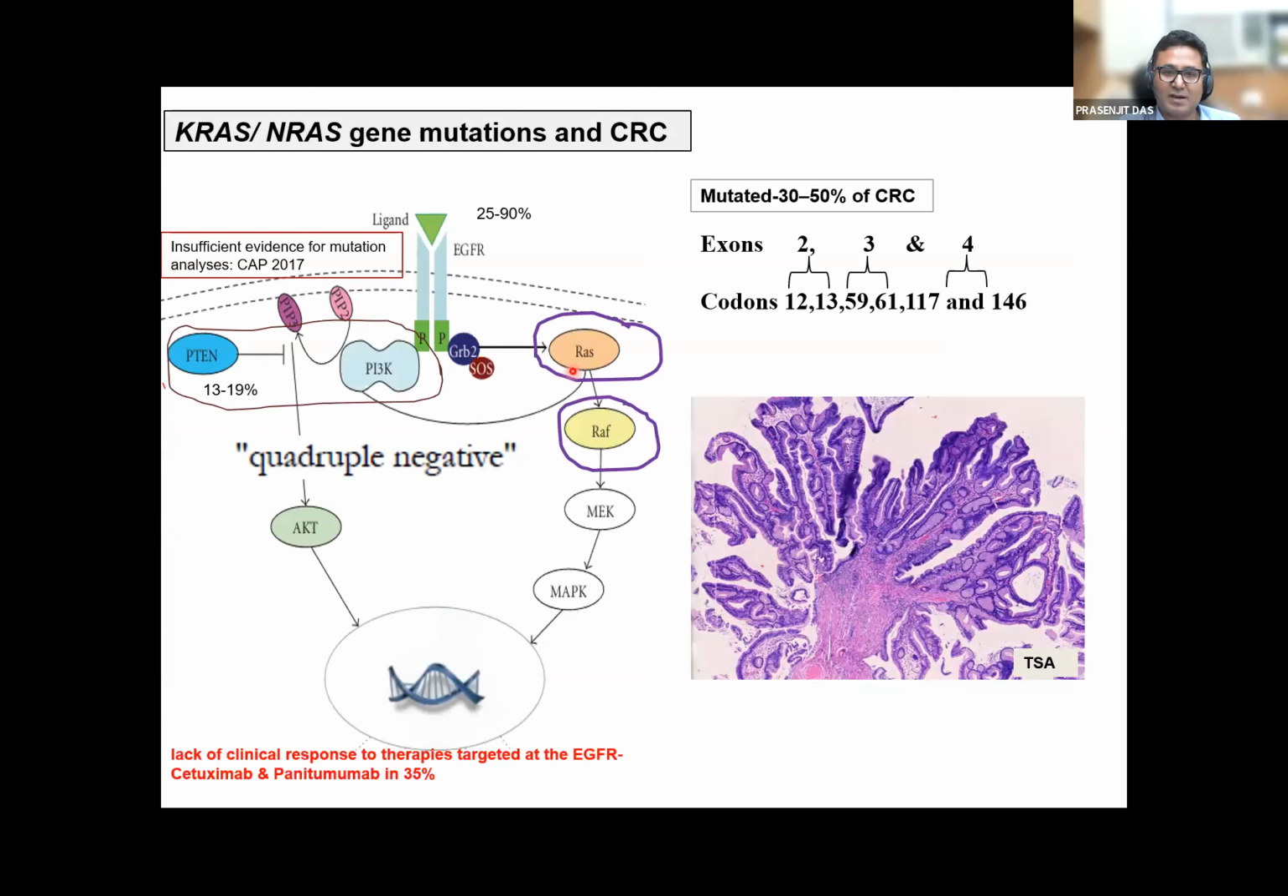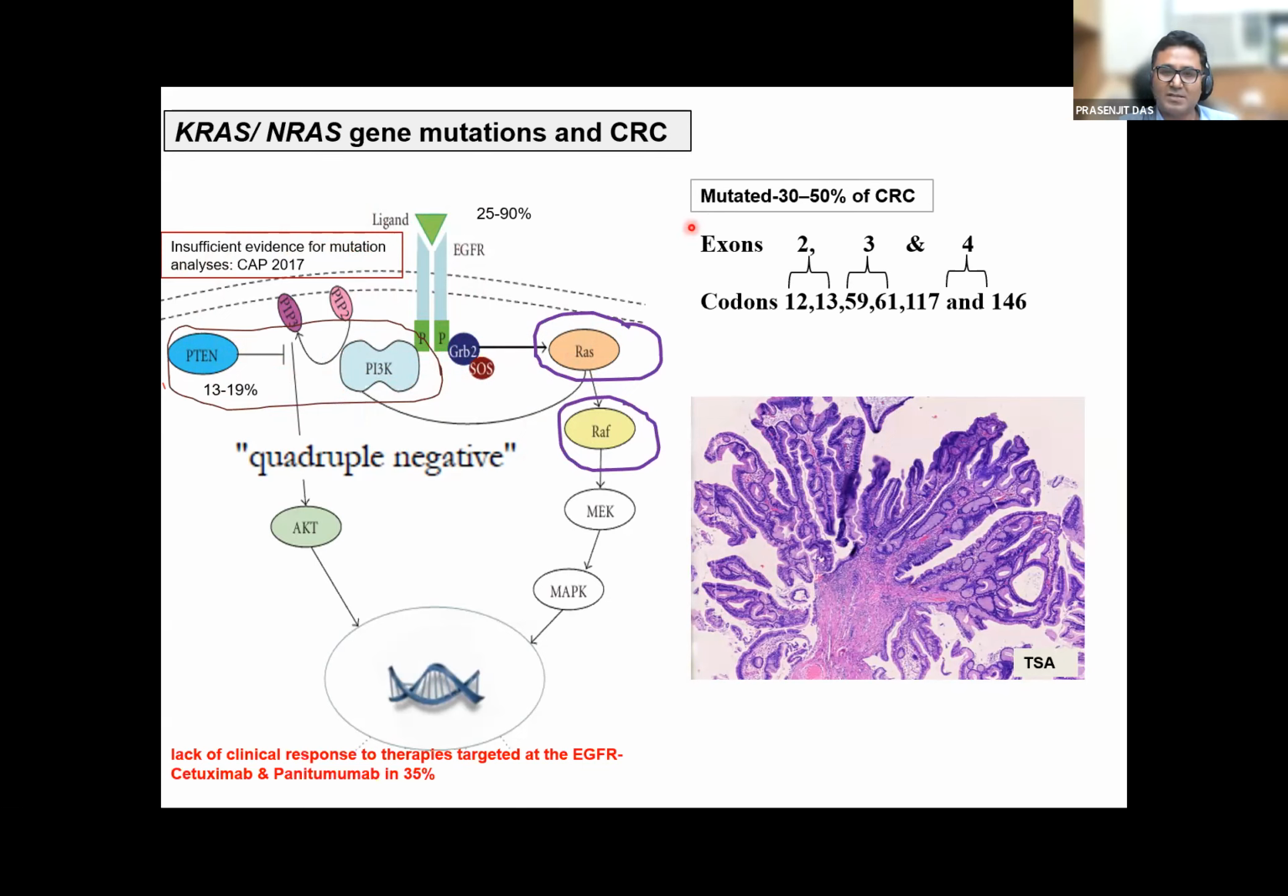And as you can see, the RAS gene and RAF gene are downstream components of the EGFR pathway. That's why if there is a mutation here, anti-EGFR therapy will not work. So before giving this therapy, we must look for RAS gene mutation. Also, in this pathway you can see the EGFR receptor, and PIK3 kinase and PTEN are also components or regulators of this pathway, but there is no recommendation of looking for associated gene mutations before you give anti-EGFR therapy.